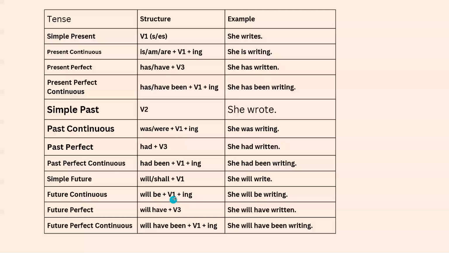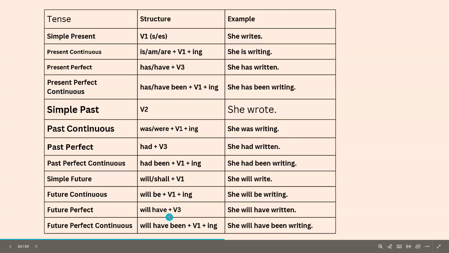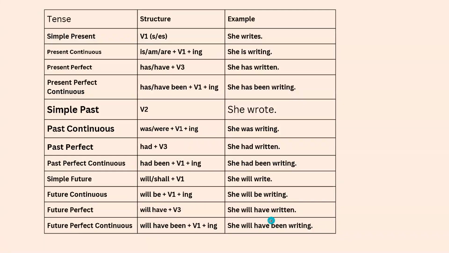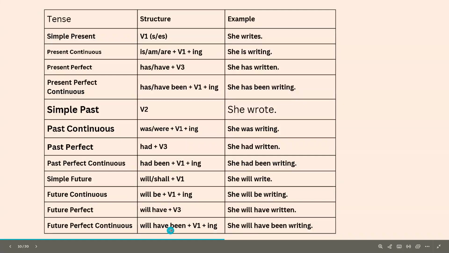She will be writing, he will be writing, they will be writing, we will be writing. Okay. They will be singing, she will be singing, he will be singing. Then in future perfect, will have plus V3 you will use. Okay. So here she will have written, they will have written, I will have written. Okay. Then future perfect continuous, will have been, and continuous been you will be getting. So she will have been writing, he will have been writing, they will have been writing.